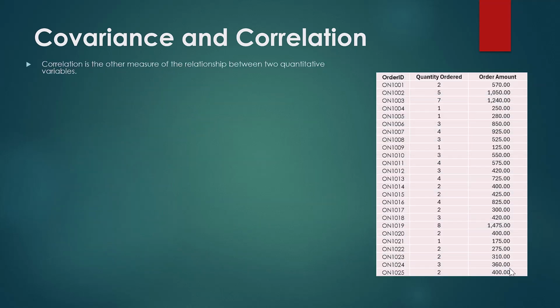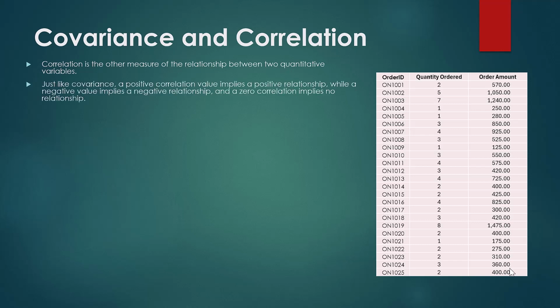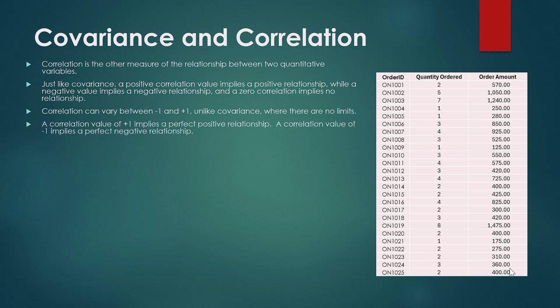Correlation is the other measure of relationship between two quantitative variables. Just like covariance, a positive correlation value implies a positive relationship, while a negative value implies a negative relationship, and a 0 correlation value implies no relationship. Now, correlation can vary only between -1 and +1, unlike covariance where there are no limits. A correlation value of +1 implies a perfect positive relationship. That means it cannot get any stronger. It's perfect. Similarly, a correlation value of -1 implies a perfect negative relationship.